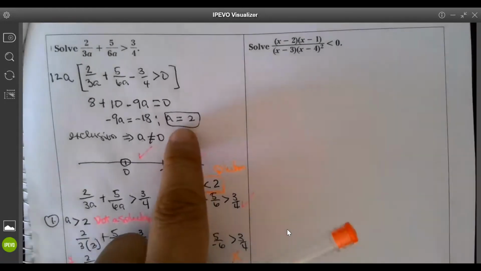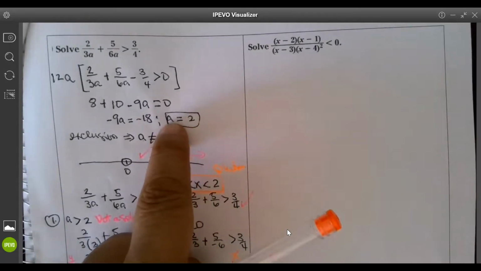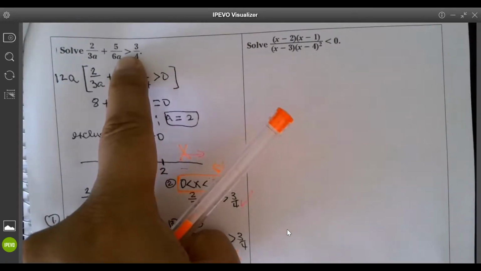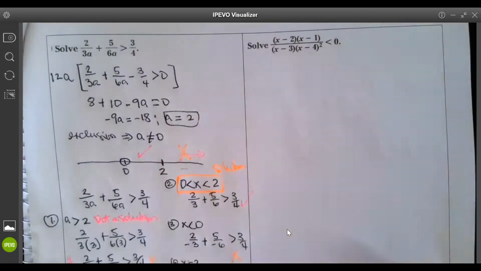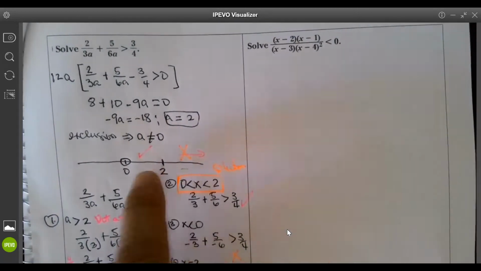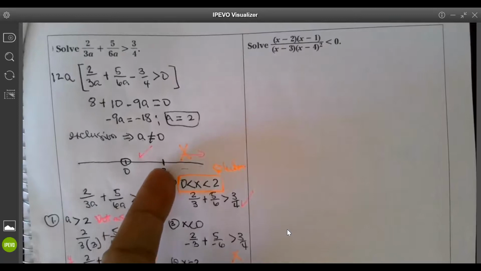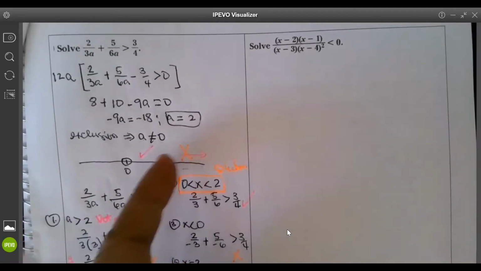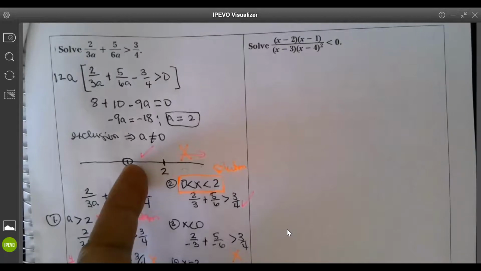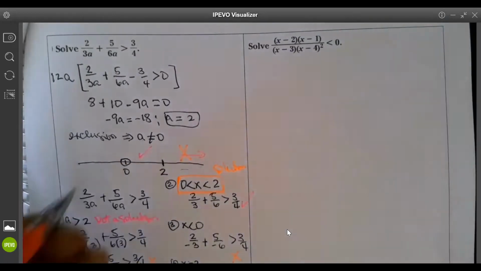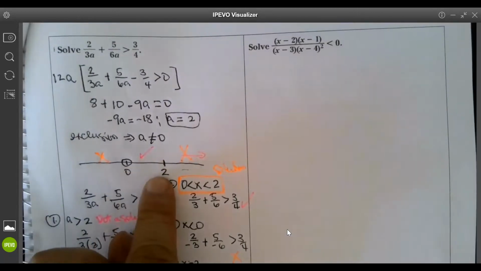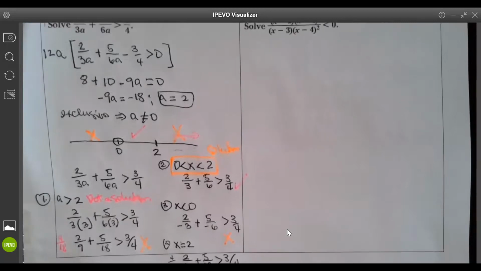Okay, and we solved a while ago that if x is equal to 2, then this is not greater than 3/4. It is equal. That's why 2 is not included. But we just take 2 here as our demarcation point where we decide to determine the solution. To the left of 2 is the real solution, and we conclude also that this one is not a solution. So it's just in between 0 and 2.